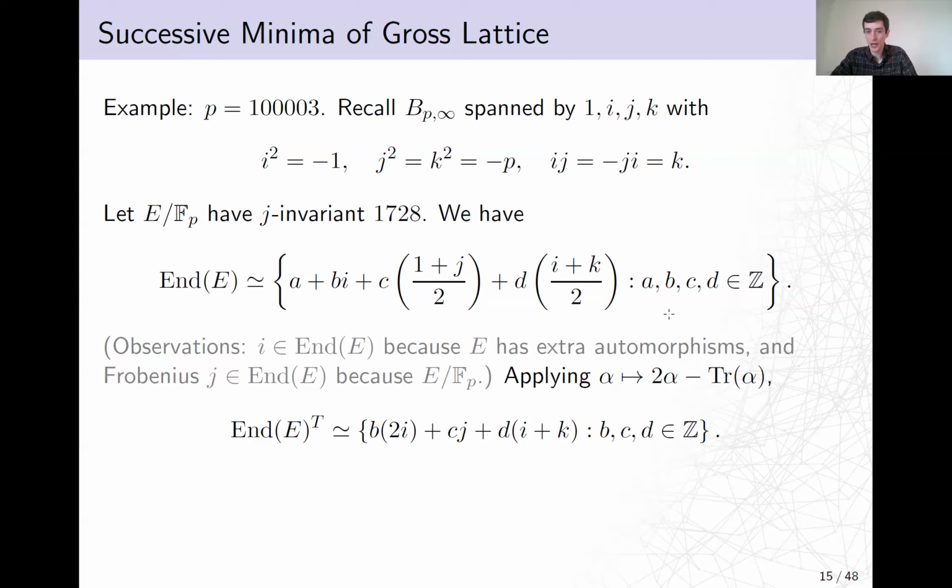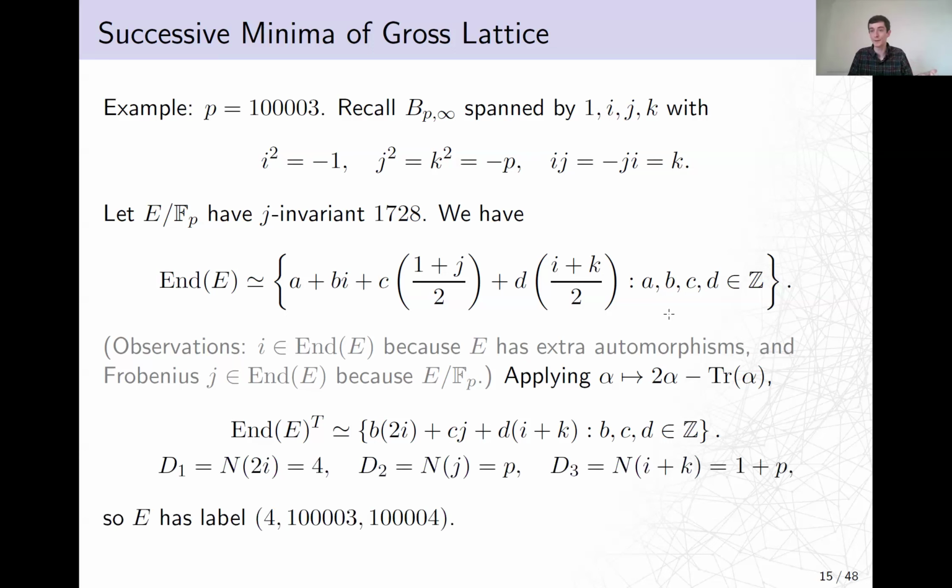Now, there are some things you need to check, but this basis, 2i, j, i plus k, turns out to attain the successive minima. It's essentially as close to orthogonal as you can get. And so what this means is that d1 is the norm of 2i, which equals 4. The norm of j is equal to p. The norm of i plus k is equal to 1 plus p. And so we get a label for this elliptic curve, namely the point (4, 100003, 100004).